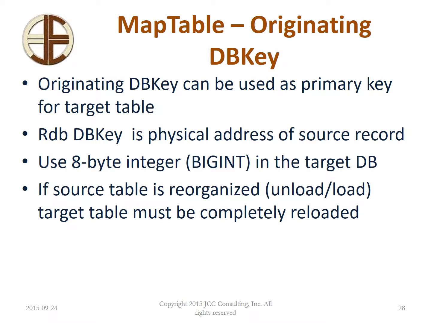The originating DB key can be used as the target key. In RDB, this is a physical address for the source record, so it's guaranteed to be unique within a database. In the target, you're going to need to use an 8-byte integer for this data type in the target database. The one potential risk of using originating DB keys is that if you reorganize the source table somehow using an RMU unload, load, or an export import, then the target table must be completely reloaded because the original DB keys will have changed.